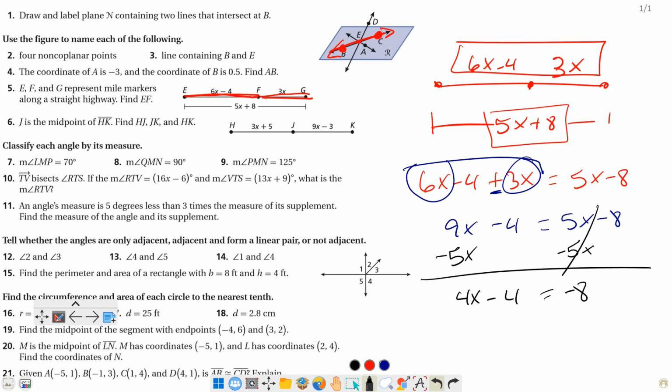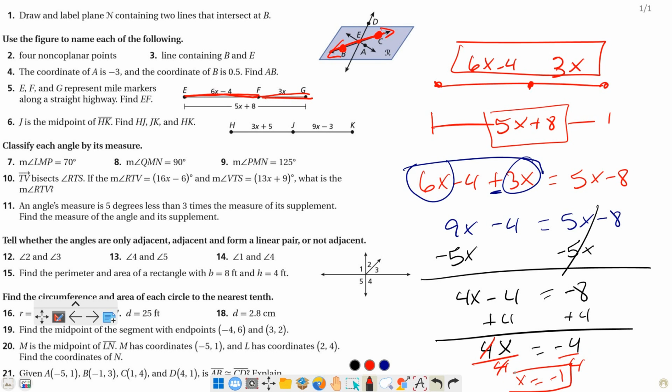And so then what do we do here? Well, we are going to add 4. And so then we get 4x is equal to negative 4. And then we divide by 4, because the opposite of multiplying by 4 is dividing. Divide by 4. And so then x is equal to negative 1.